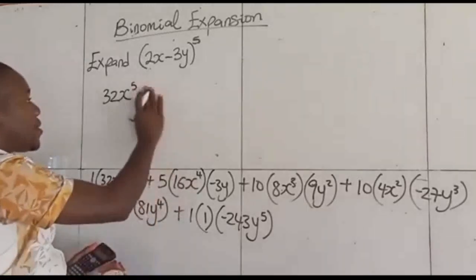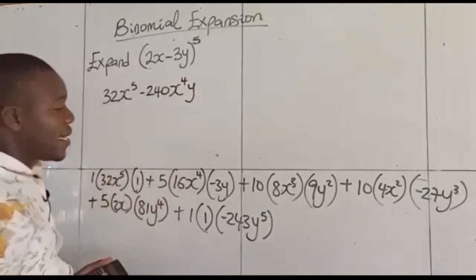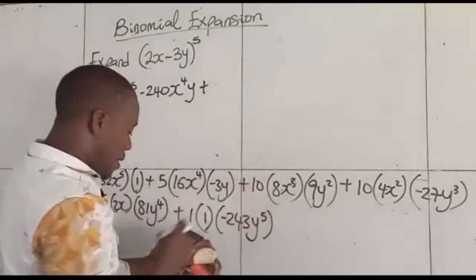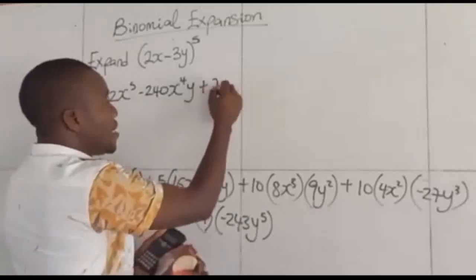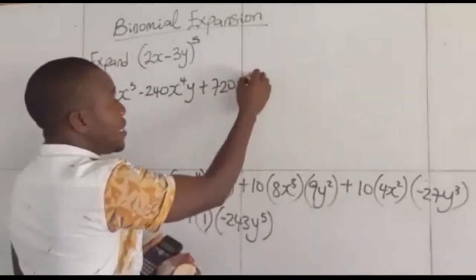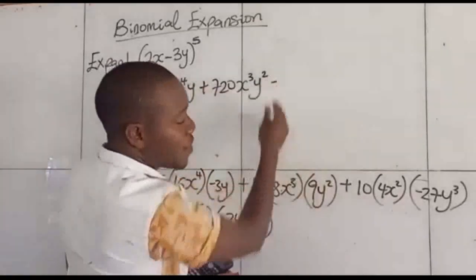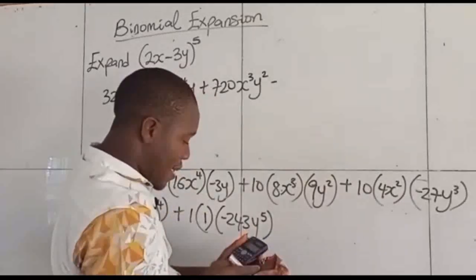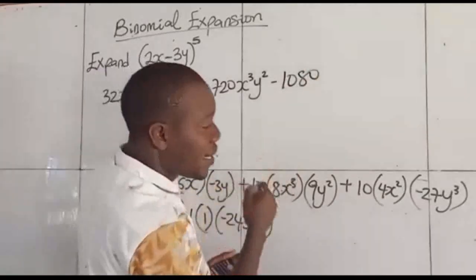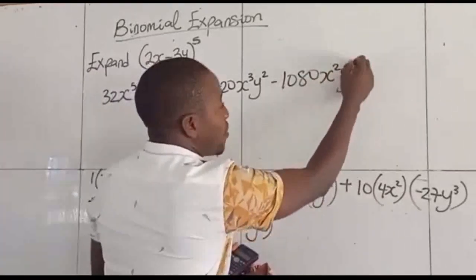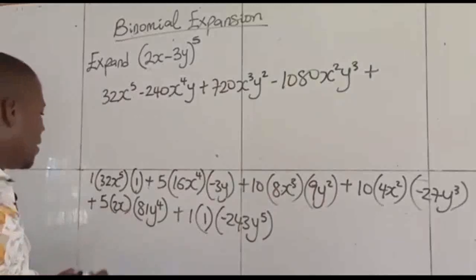So plus and minus, minus. So minus 240 x to the power of 4, and then y. Then plus 10 times 8, 80. 80 times 9, 720. 720 x raised to the power 3, y raised to the power 2. And then minus and plus will give me minus. 4 times 10 is 40. 40 times 27 will give me 1080 x to the power of 2, y to the power of 3. Plus 5 times 2 is 10. 10 times 81, 810.